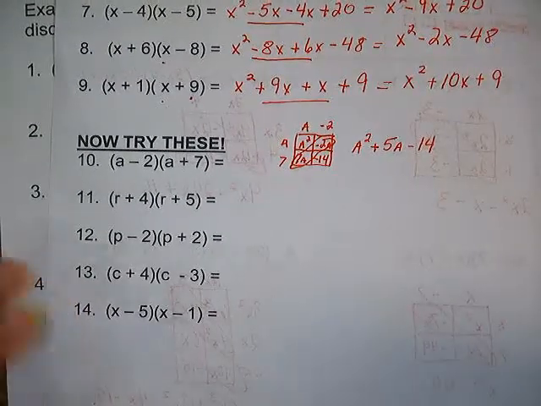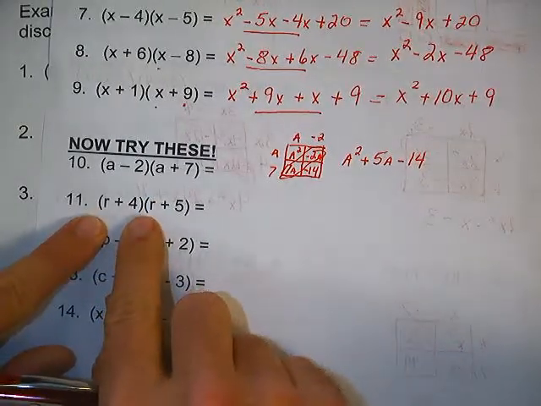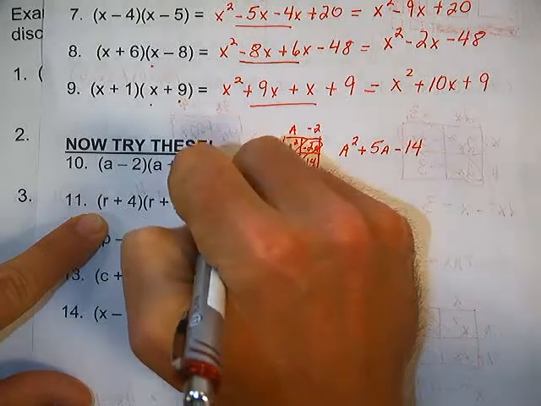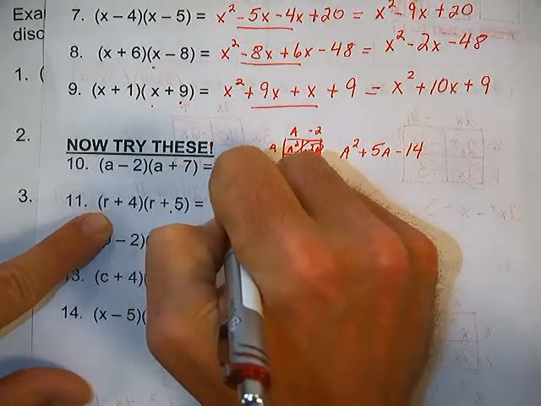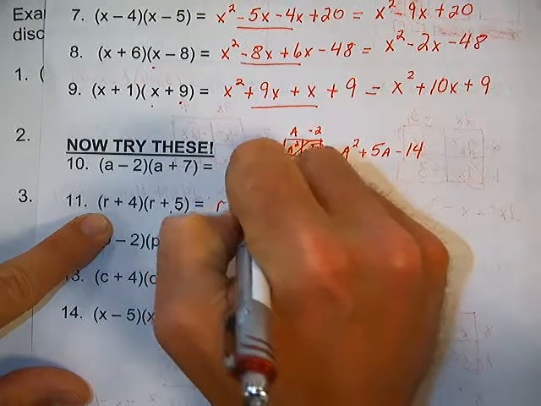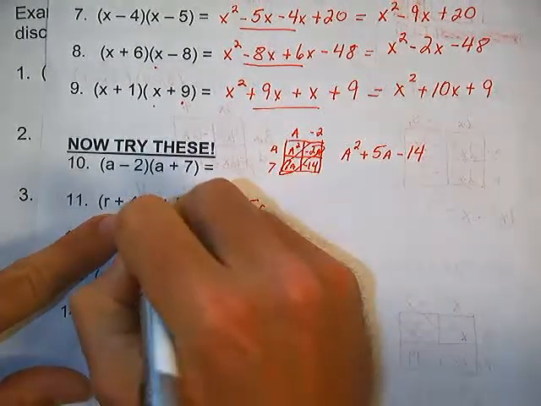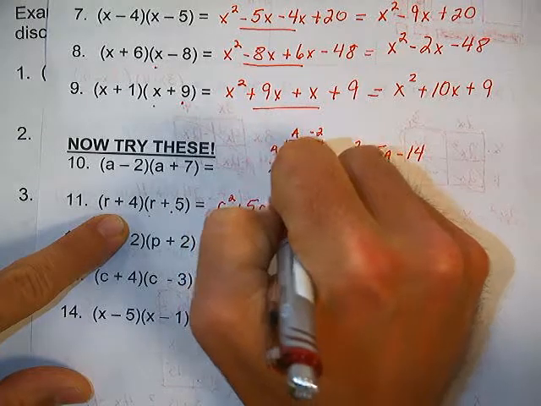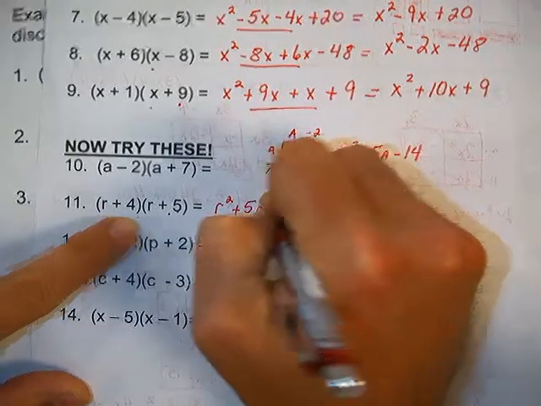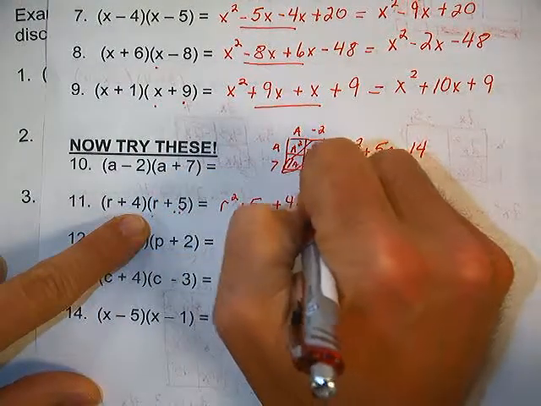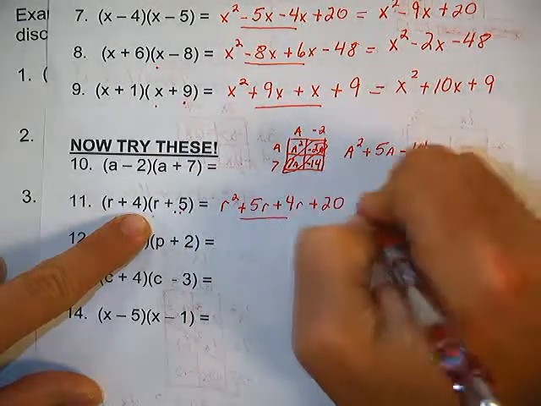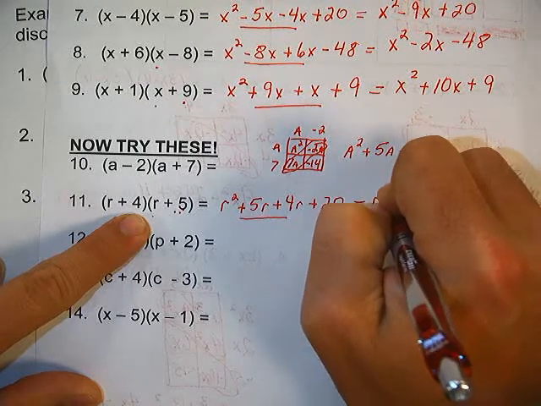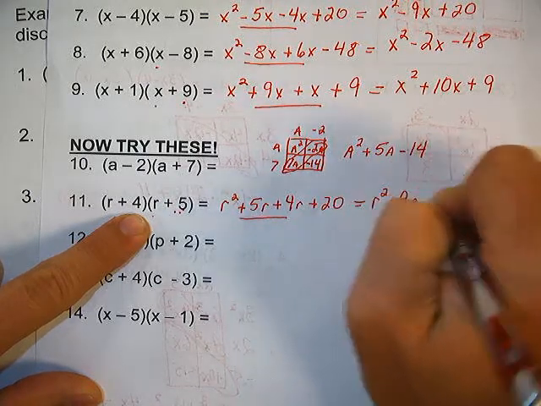On 11, let's use the FOIL. First, r times r, r squared. Outer, 5 times r is 5r. Inner, 4 times r is 4r. And last, 4 times 5 is 20. Combine like terms. We have r squared plus 9r plus 20.